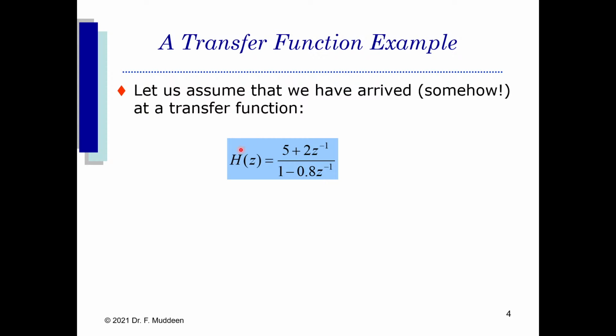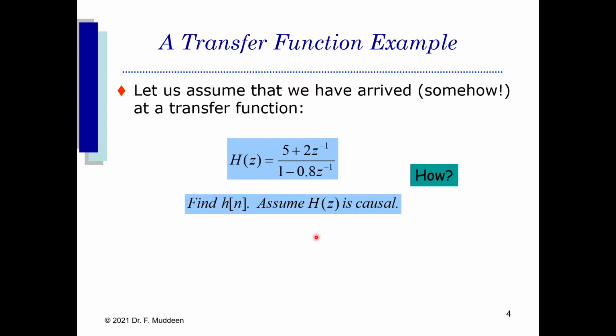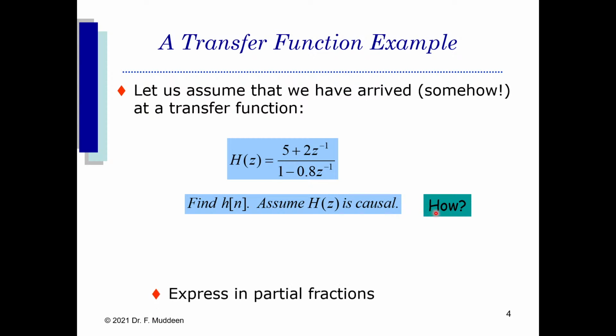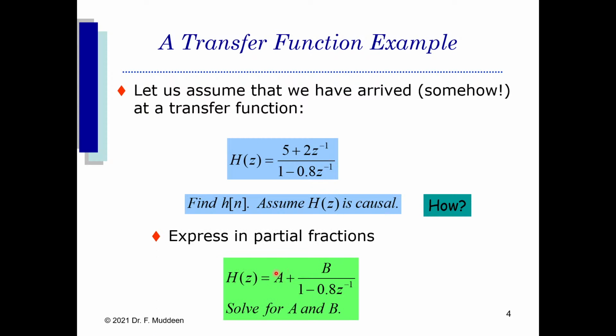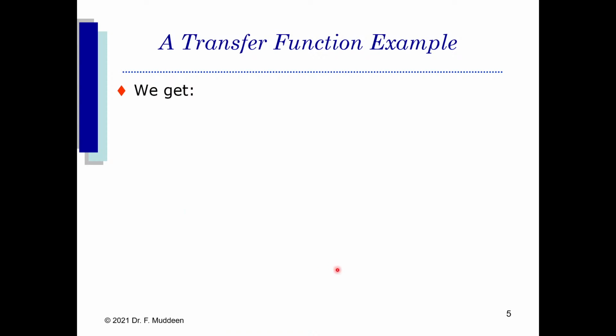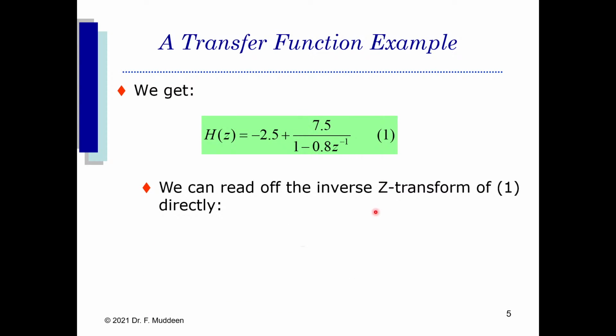So let's assume that we have some H of z transfer function here. And it's possible for us to get h of n from the H of z accordingly. How? It's possible for us to express this in partial fractions and then solve for A and B. Once we get A and B here, we can do the inverse z transform such that we get our h of n equation accordingly.